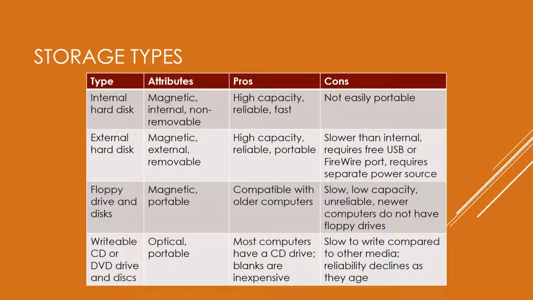Then you have a writable CD or DVD drive. That is optical storage. It is portable. Most computers do have a CD or a DVD drive, or both. Blanks are very inexpensive. However, the cons: they are slow to write compared to other media types out there. And as the CDs or DVDs age, the reliability declines.